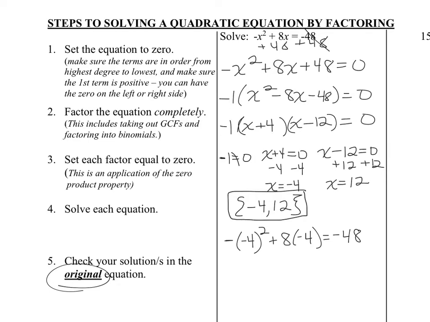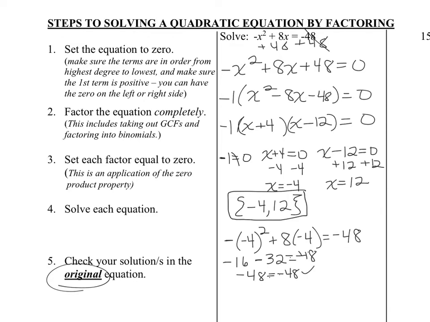And so then I'm going to square my -4, and that's 16, but you have a minus sign in front of it, so that's -16. And then 8 times -4 is -32, so that's 16 minus 32. And 16 minus 32 is -48, so that one does work.